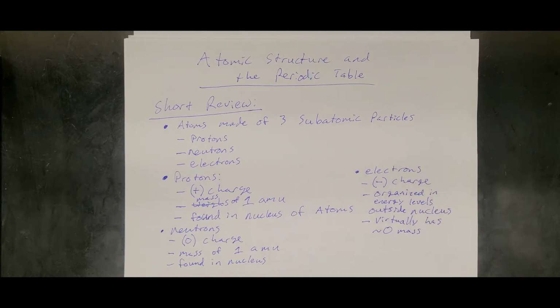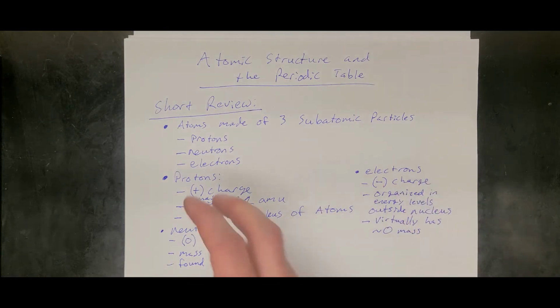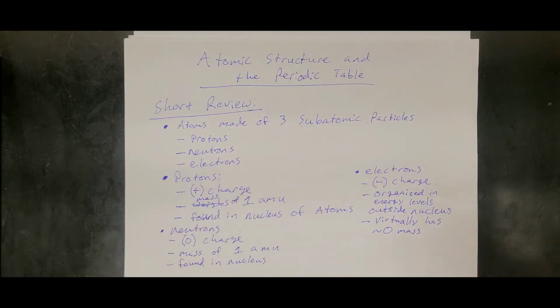The third subatomic particle are electrons, and these have a negative charge. What else is different about these is they're organized into energy levels outside the nucleus. Much of the periodic table is organized based on the organization of electrons, and we're going to talk about that. Another difference that electrons have from protons and neutrons is they are virtually weightless. They have almost 0 mass. They do have a very, very tiny mass.